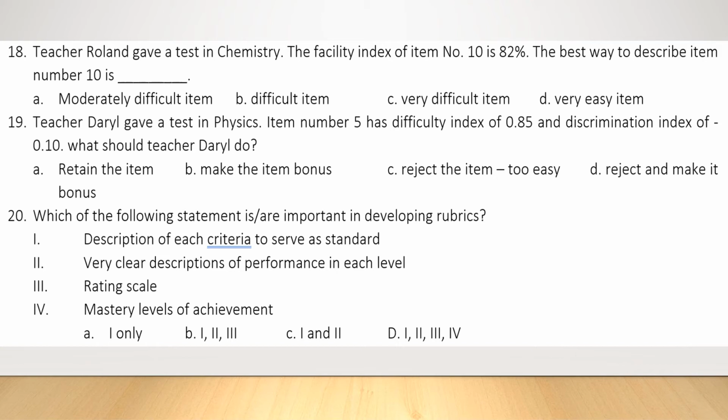Of course, everything from the choices are present in the rubric. So the correct answer is letter D. So rubrics should contain description of each criteria to serve as standard, very clear descriptions of performance in each level, the rating scale, and of course the mastery levels of achievement. So all these four aspects should be present in a particular standardized rubric.